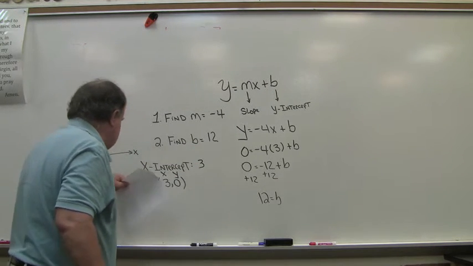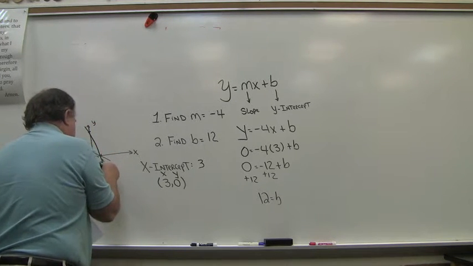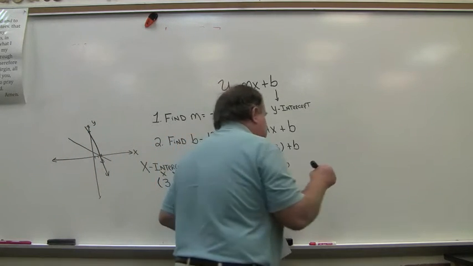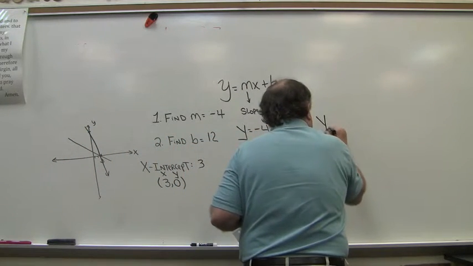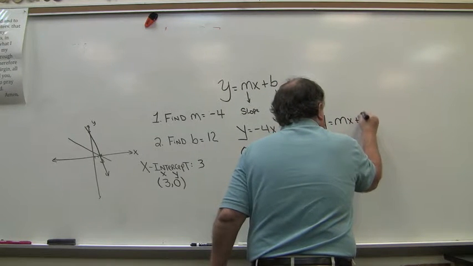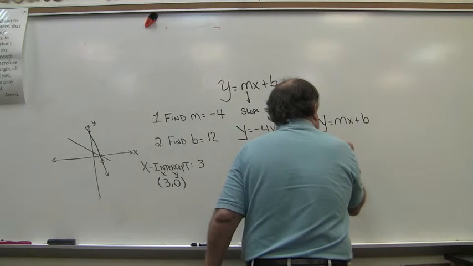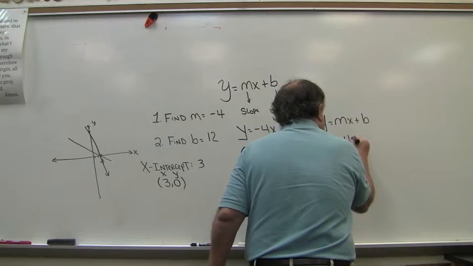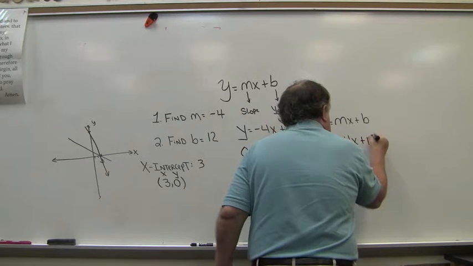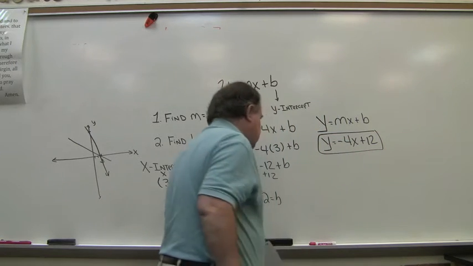Okay? But you can see, that's going to be somewhere up here. So actually the line's going to look something like this. Okay? So now I come back and I fill in y equals mx plus b. And I say my slope is negative 4, so I filled in y equals negative 4x. And my b is 12. And this is the equation of the line in slope-intercept form. Okay? That's all there is to it.